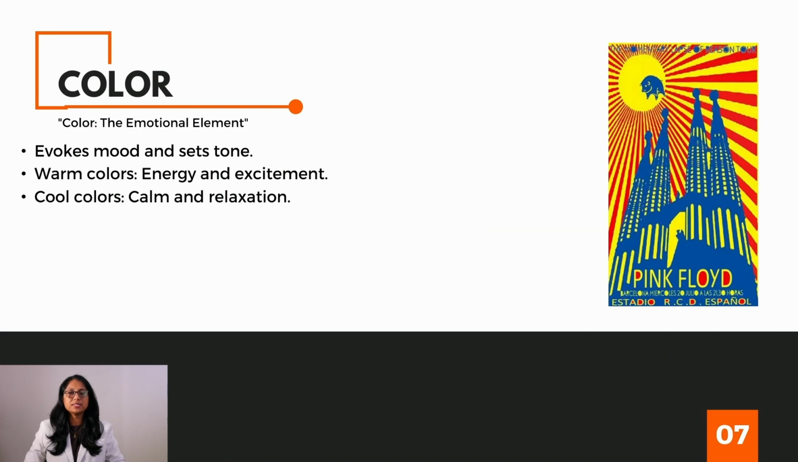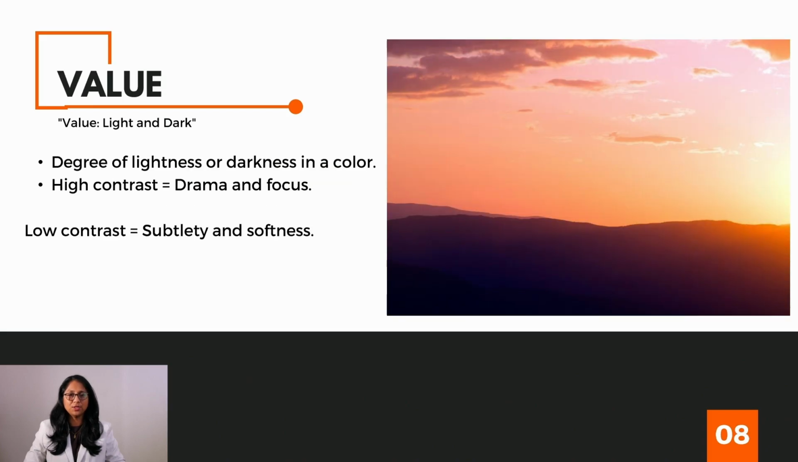Color. Color is the emotional element in a design. It evokes mood and sets tone. Warm colors create energy and excitement. Cool colors create calmness and relaxation. Value. Value is the degree of lightness or darkness in a color. High contrast creates drama and focus. Low contrast depicts calmness and softness.